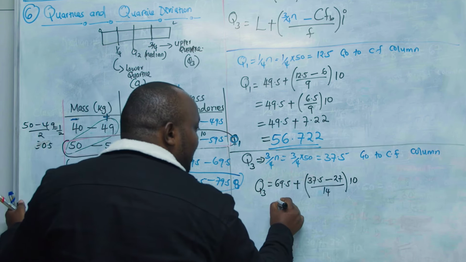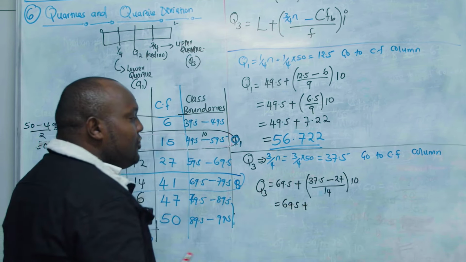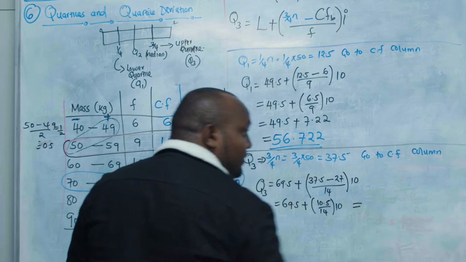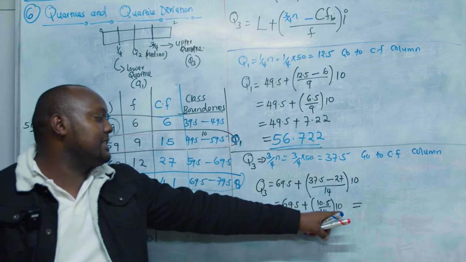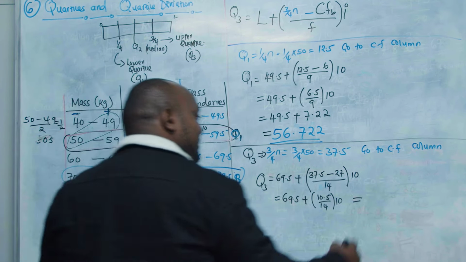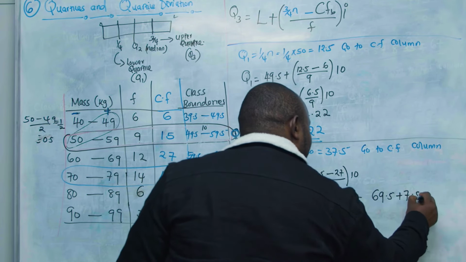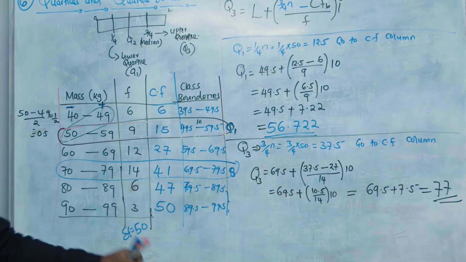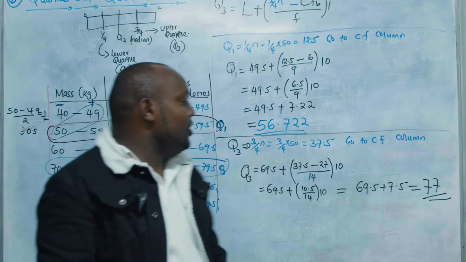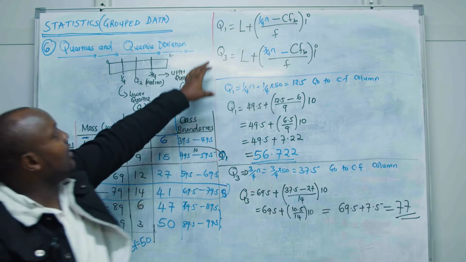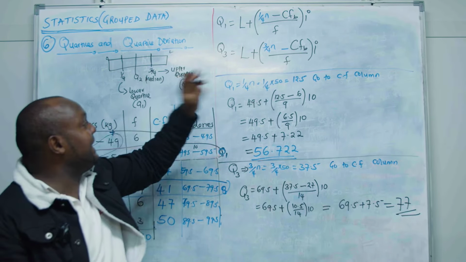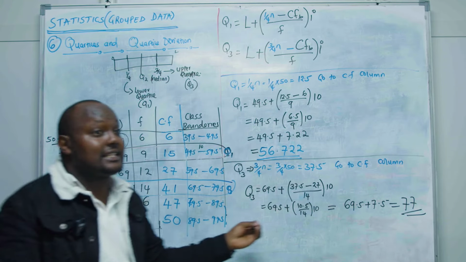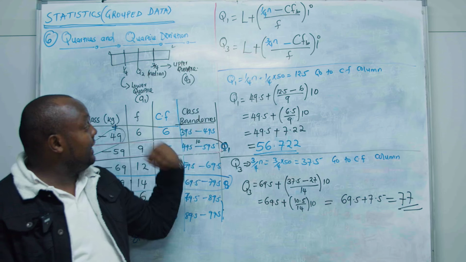So when you solve this one, we are going to get 69.5 plus, when you get the difference, 10.5 all over 14 times 10. So 10.5 over 14 times 10, it is like 105 divided by 14, you are going to get 7.5. So this will be 69.5 plus 7.5, and in this case, we are going to get 77. So that's how we get the upper quartile. It is easier to get the lower quartile, upper quartile, median, percentile, decile. The only part that changes is this one, and this part is the same part that will guide you on which class we are going to use. So that's how we get the lower and upper quartile.